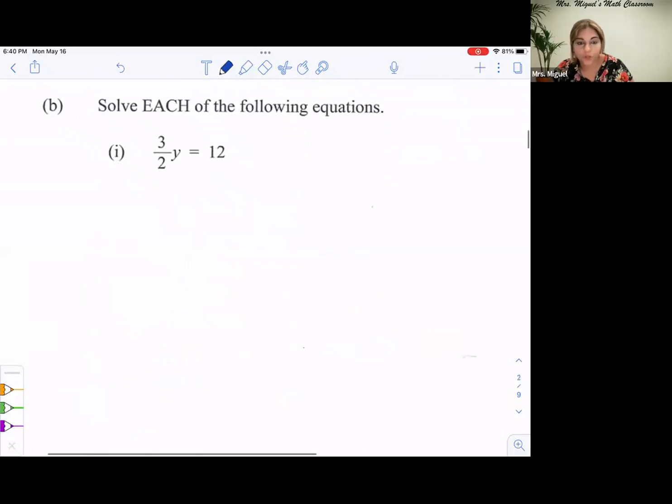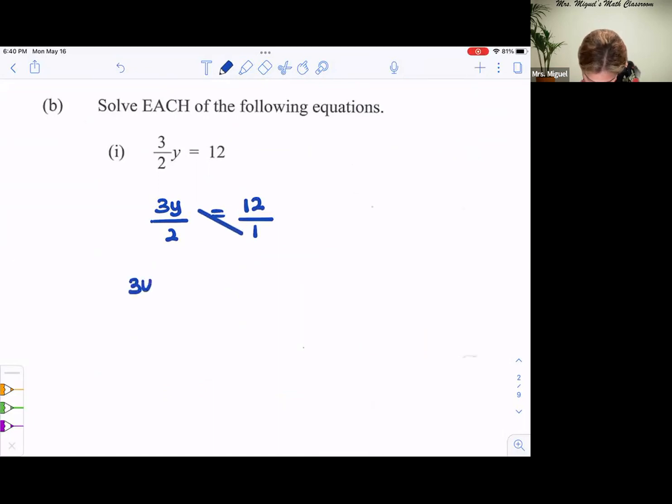Solve each of the following equations. So let us write this a different way. 3y over 2 is equal to 12. We are going to cross multiply. So 3y multiplied by 1 is equal to 12 multiplied by 2. Take it down and solve for y.